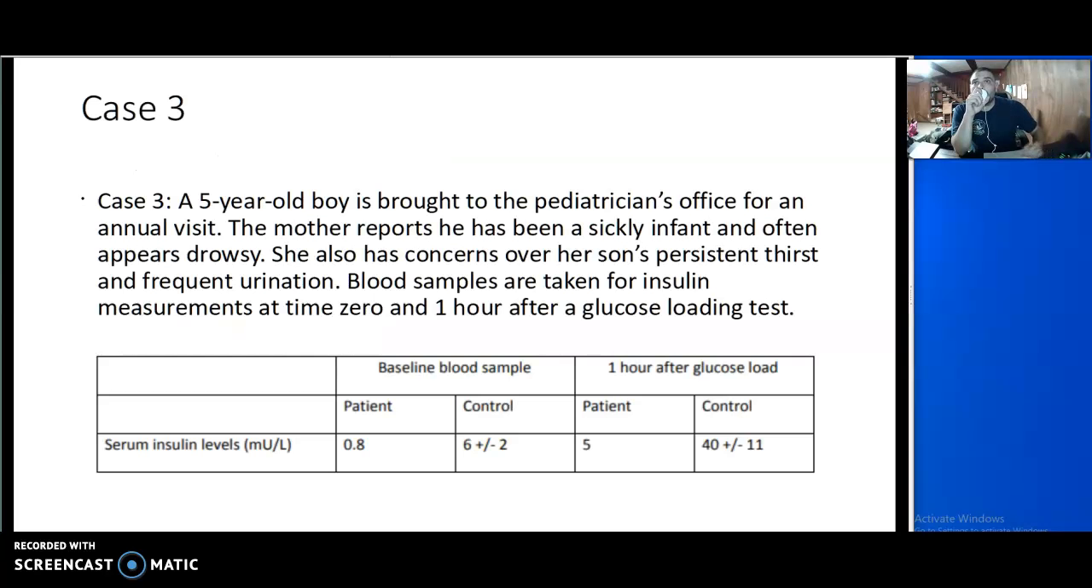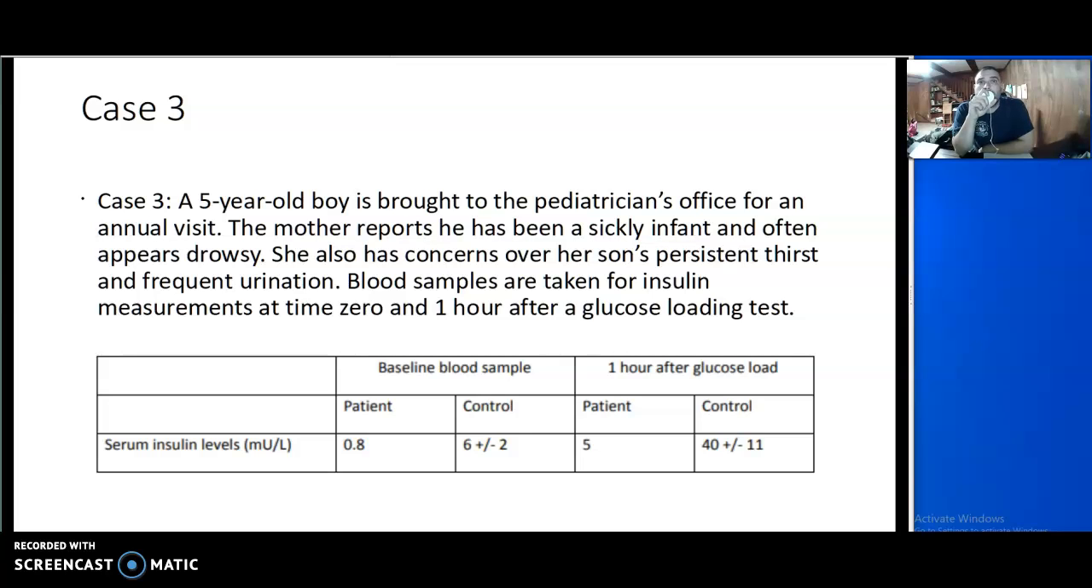So we're moving on. We're going to start with case connection 3. This is a clinical case of a 5-year-old boy brought into his pediatrician's office for his annual visit. He's been a sickly infant and often appears drowsy. He is presenting with persistent thirst and polyuria, frequent urination.